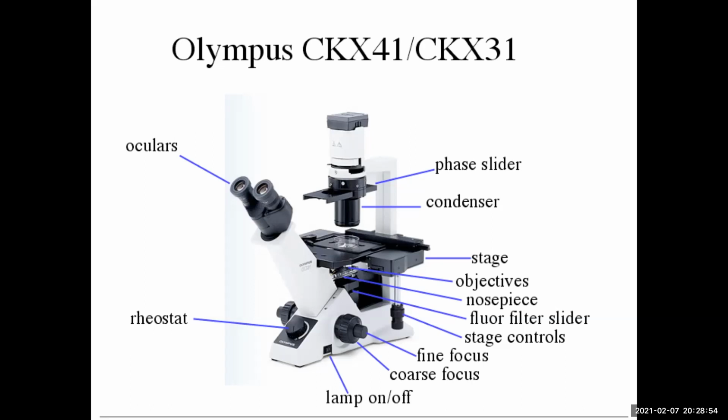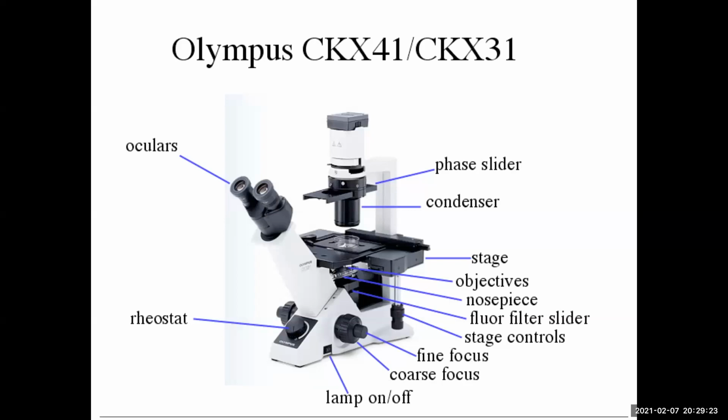We have the nose piece, it's a little hard to see, but it's a rotating piece of metal that the objectives are usually in, and then we have the objectives. In this scope, I pointed out we have a fluorescence filter slider. We will come back to that way later when we're doing fluorescence. There's the stage. The stage is just the rest, the part that you put your specimen on.